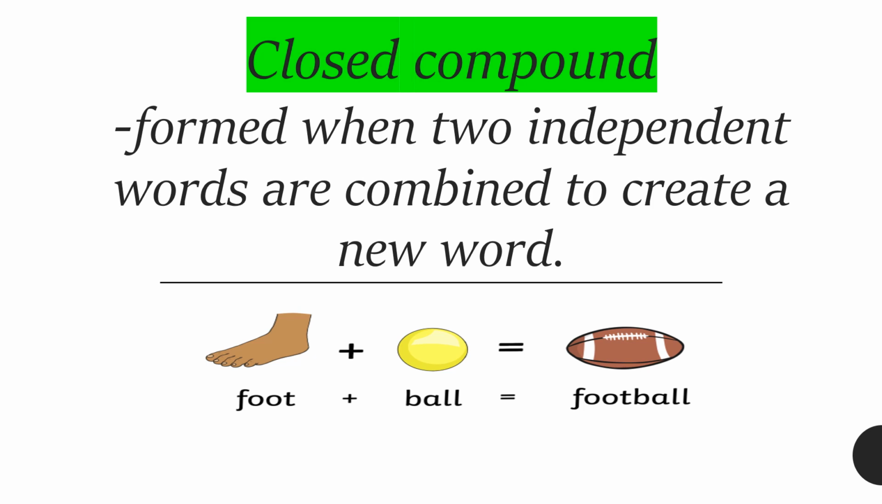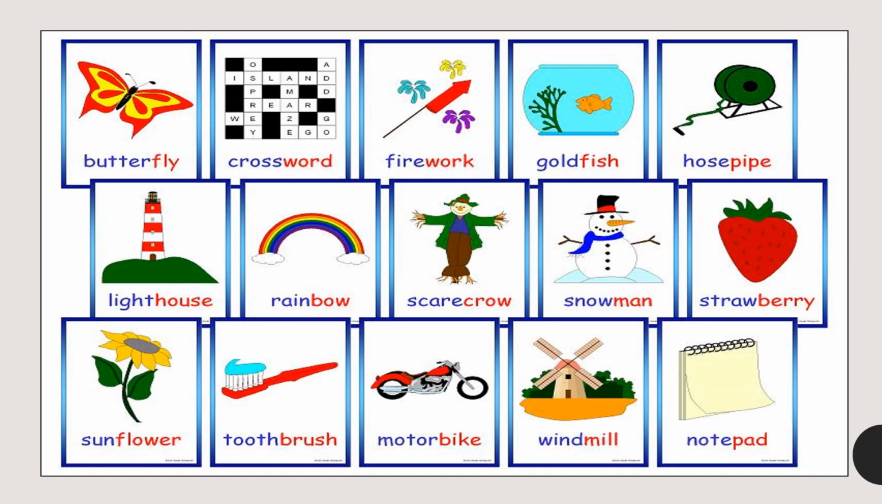There are three types of compound words. First is the closed compound. A closed compound is formed when two independent words are combined to create a new word. Example, foot plus ball. We will be forming a new word and that is football. More examples for the closed compound: butterfly, crossword, firework, goldfish. Notice that we write it without spaces. So we join together two words without the use of space.